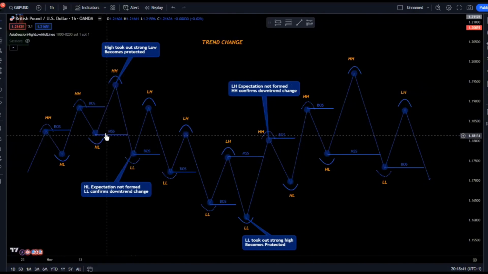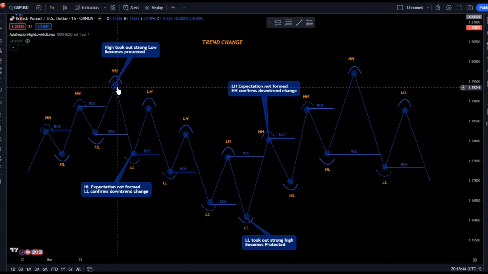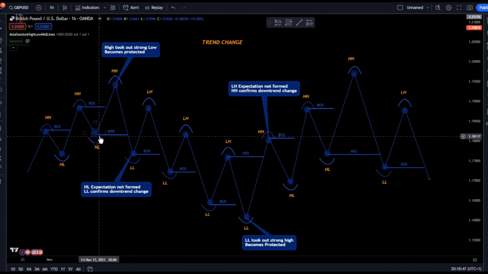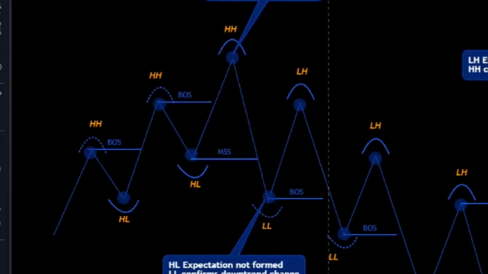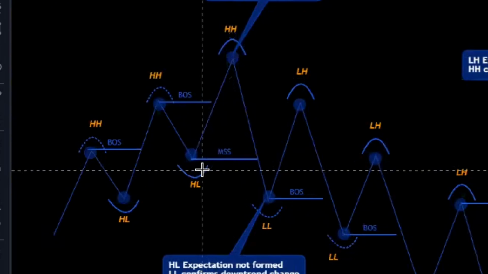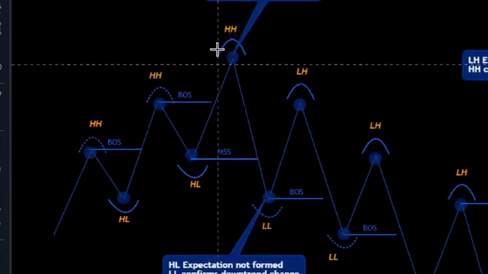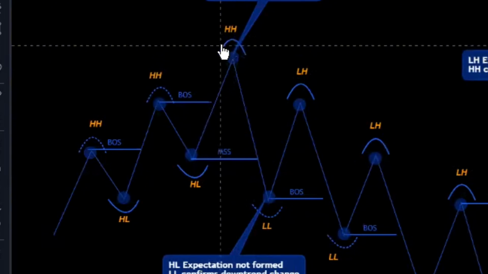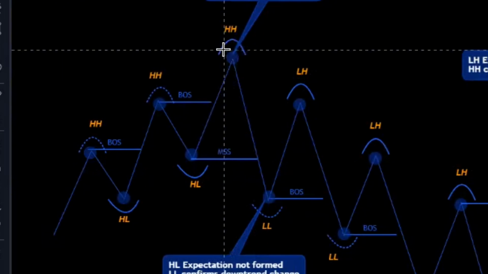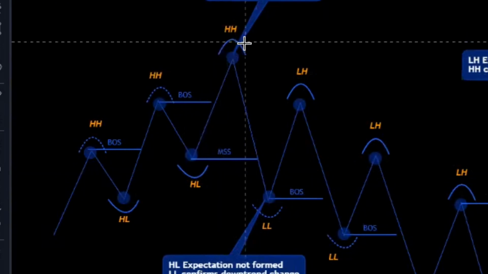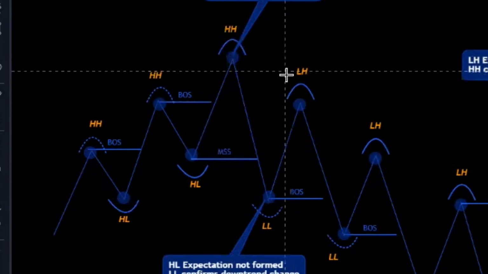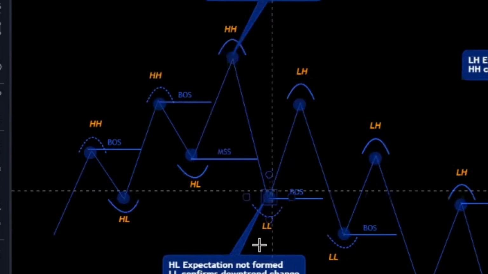At this point, where a high takes out a strong low, it is referred to as a market structure shift. Market structure has shifted from a bullish trend to a bearish trend. Automatically, in an uptrend the highs are weak, but as this high has been able to break below a strong low, it becomes a strong high, because from this point the market becomes a downtrend. The market has changed from an uptrend to a downtrend.